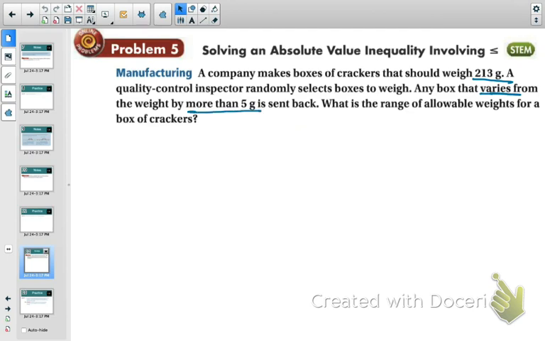Okay, so that's going to be what's on the right side of our equation. So more than 5. We don't want it to be more than 5, so we want it to be less than or equal to 5 grams. And we know that it should weigh 213. So our new weight, which we can just call W, subtract what it's supposed to weigh, 213, should be less than or equal to 5.